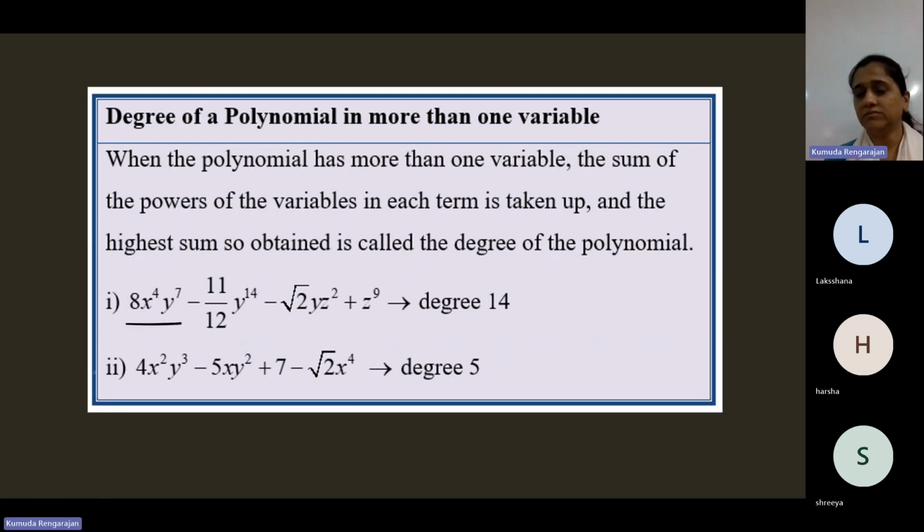Take the first term. There are two variables, x and y. Now what to do? Find the sum of the powers. Because for every term, you should write only one number. You can't write 2, 3, 4 numbers for one term. So now when you look at the first term, there are two variables, x and y. The power of x is 4. The power of y is 7. What is 4 plus 7? 11. Write that.